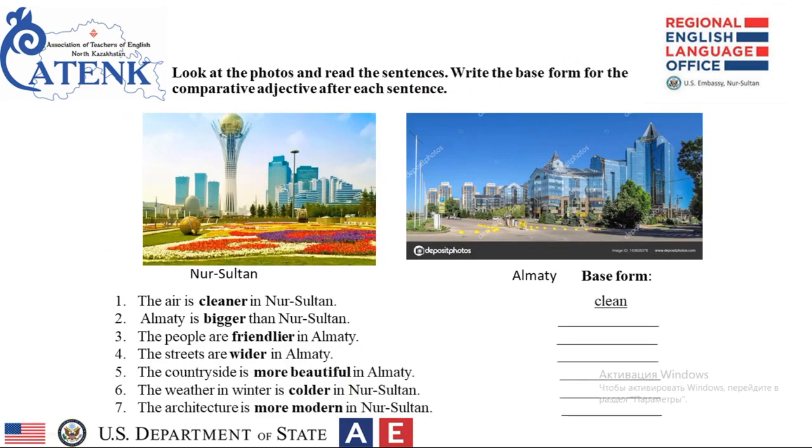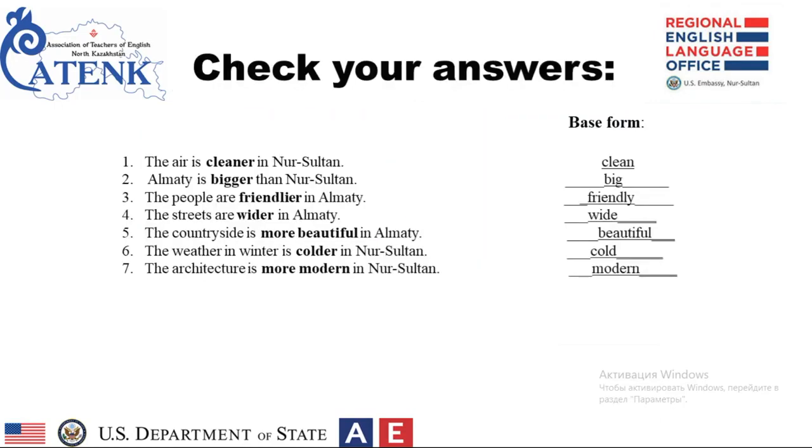Look at the photos and read the sentences. Write the base form for the comparative adjective after each sentence. The first example is done for you. The air is cleaner in Nur-Sultan. Base form is clean. Now check your answers. Do you have the same answers or do you have some mistakes?